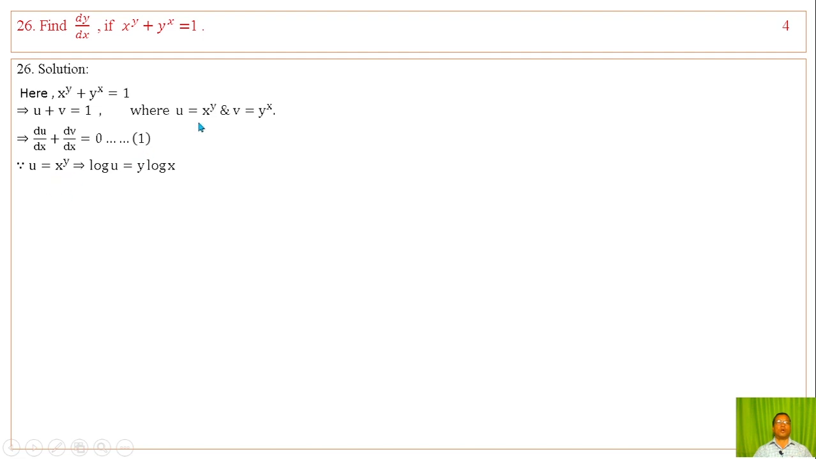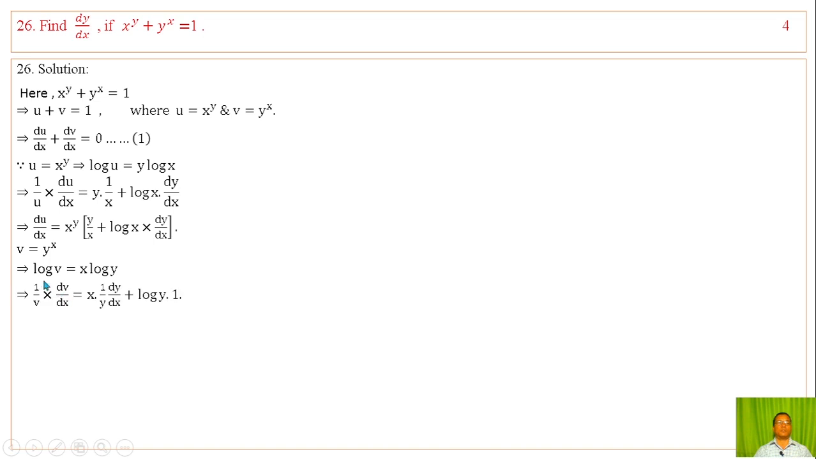Since u equals x to the power y, taking log on both sides and differentiating both sides with respect to x and solving, we have du by dx equal to this. Again, v equals y to the power x, taking log on both sides and differentiating both sides with respect to x, we have this, from which we solve dv by dx. dv by dx is this.